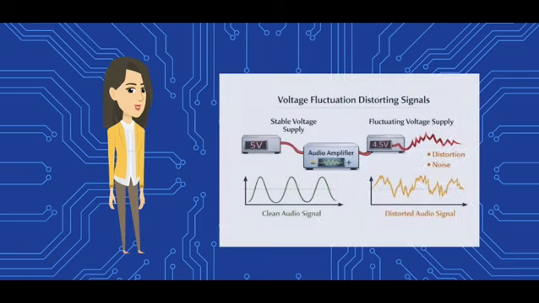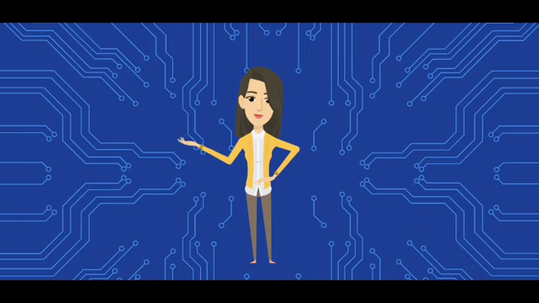For example, consider an audio amplifier. An amplifier is designed to increase the amplitude of an audio signal using a specific DC supply voltage. If the supply voltage fluctuates, the amplifier cannot amplify the signal correctly. As a result, the audio signal becomes distorted and unwanted noise may appear in the output. So to make circuits work reliably and to keep signals clean, electronic devices require a stable DC voltage.